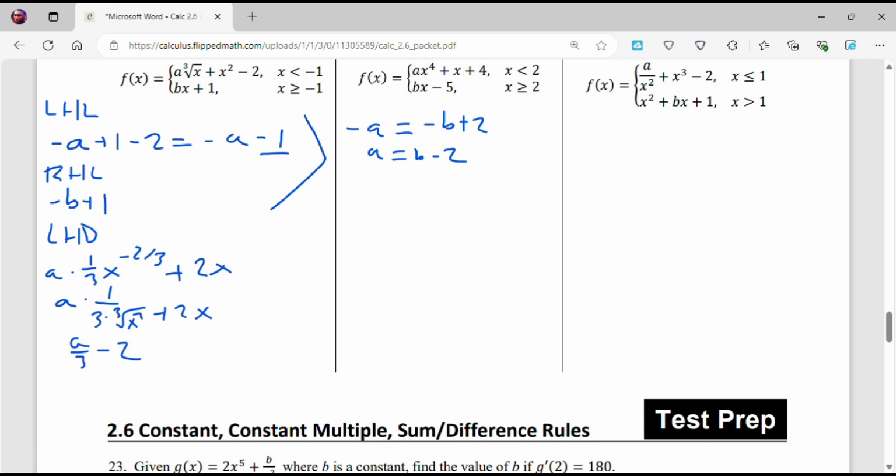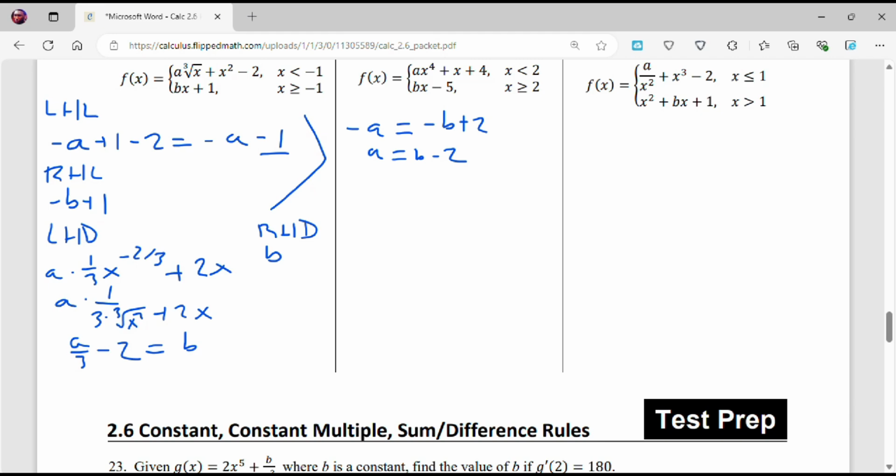Right-hand derivative. Remember, b is a constant. So constant times x, the derivative of that is just the constant. Derivative of 1 is going to be 0, right? Because constants become 0. So our right-hand derivative is simply b. So now we can set these equal to each other. a/3 minus 2 equals b.